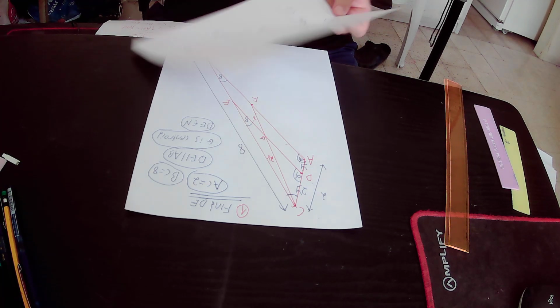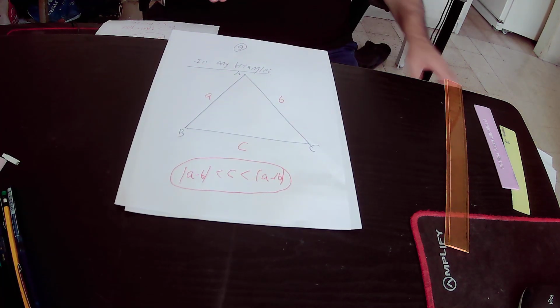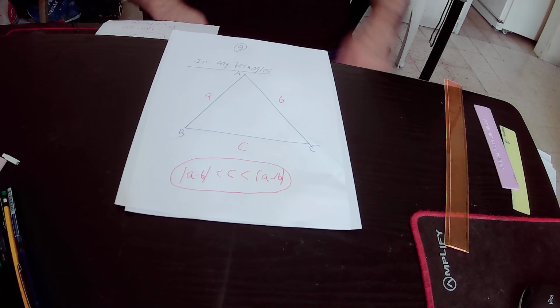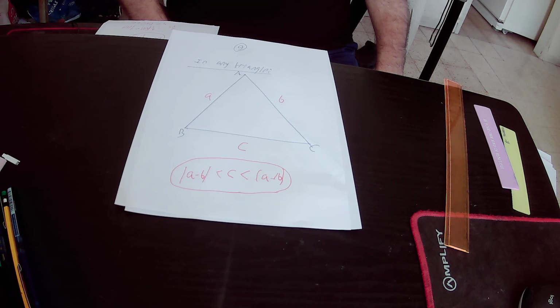The last rule is true for any triangle. The rule states that in any triangle, the sum of the lengths of two sides will always be greater than the length of the third side, and the difference between two sides of any triangle will always be smaller than the length of the third side.